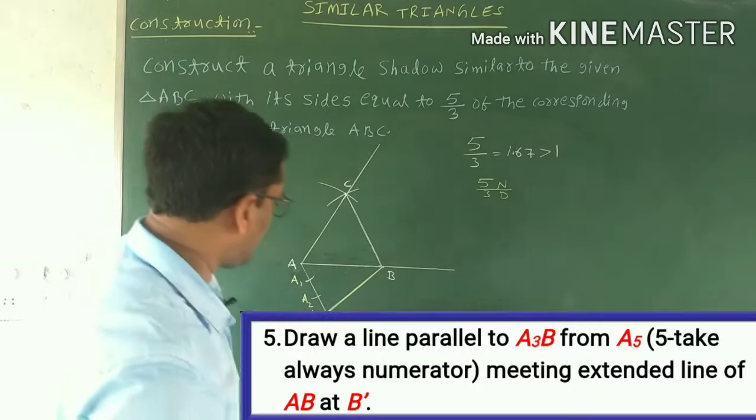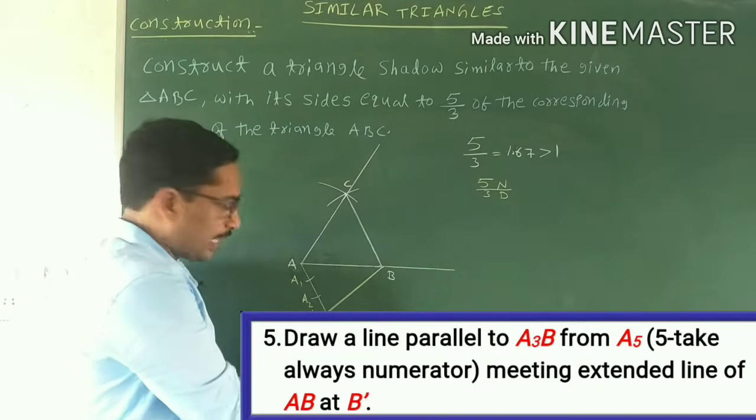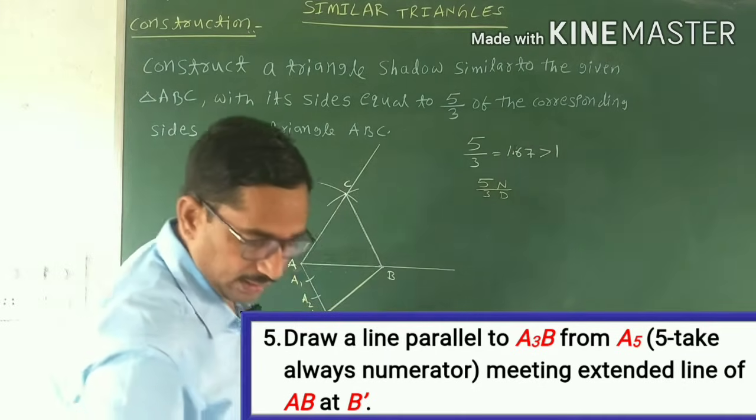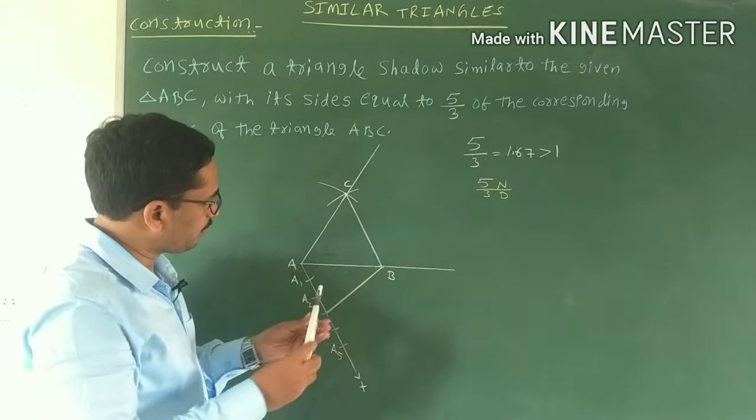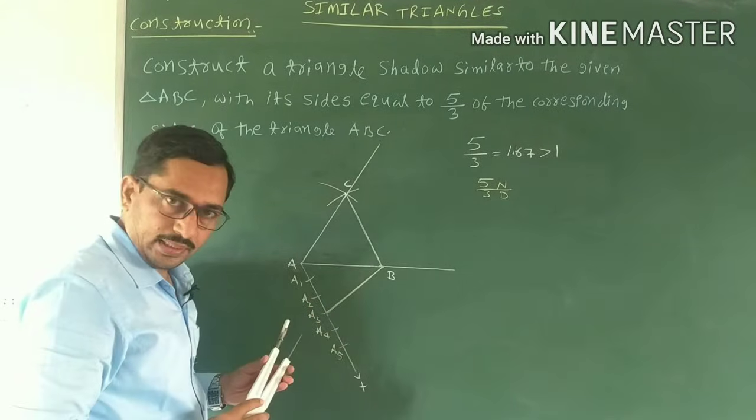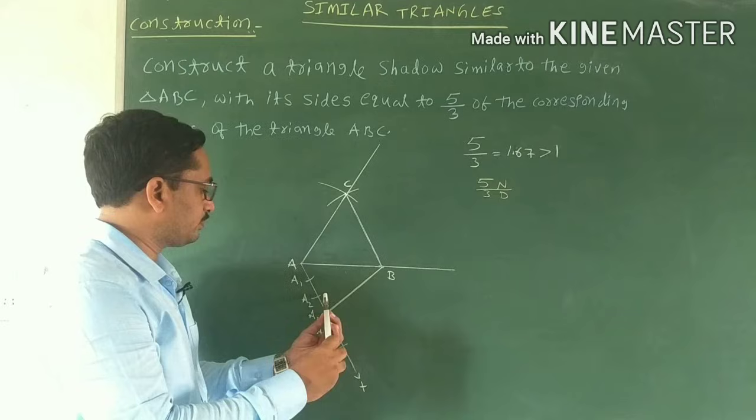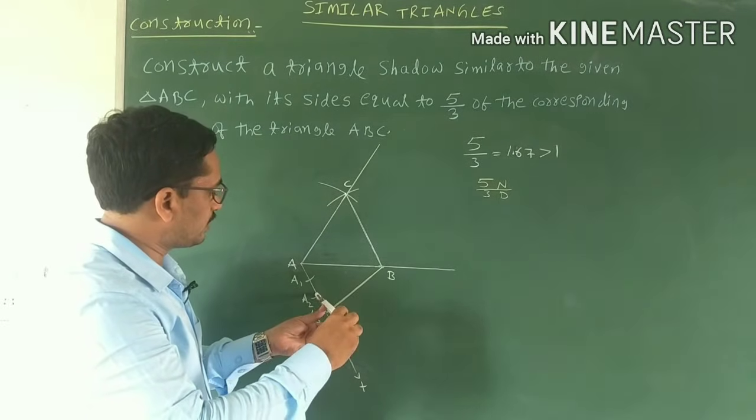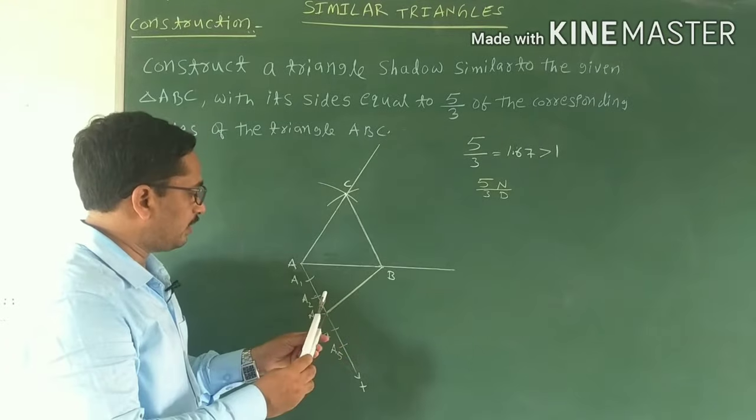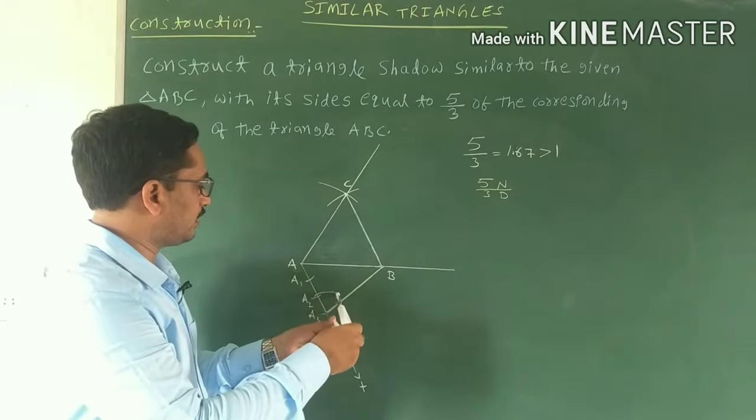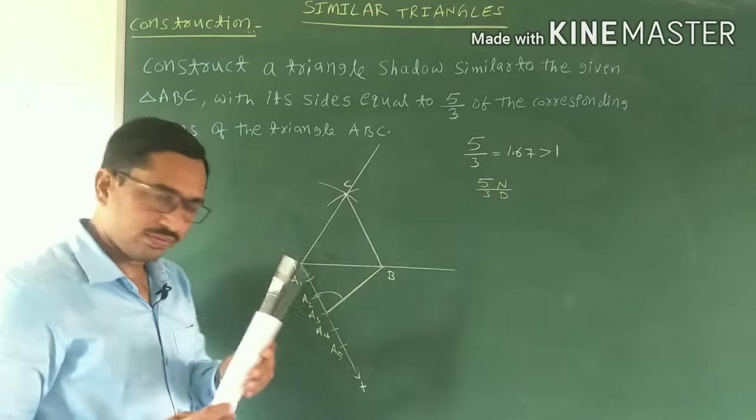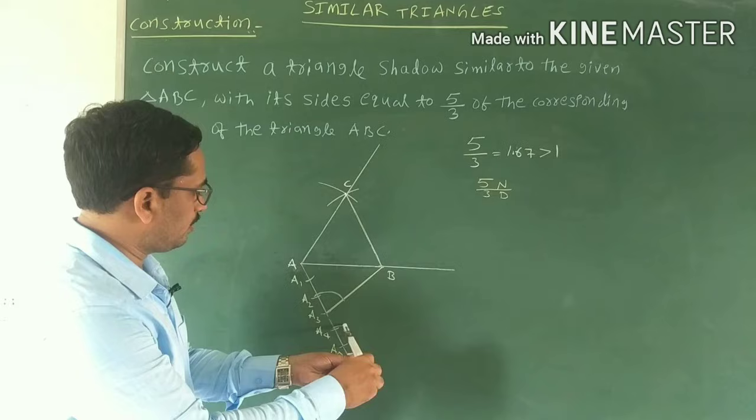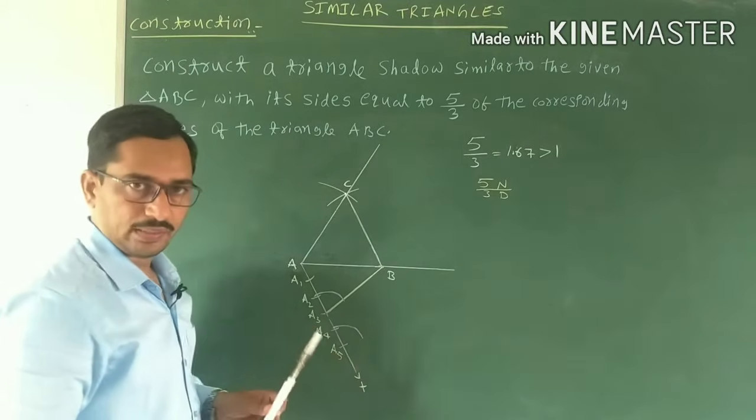See, we have to draw a line parallel to A3B from A5. See how to draw parallel lines, the simple method. With the center A3, draw an arc. Here also no need to measure the length of the arc, just draw an arc with the center A3, like this. And with the same length of the arc, again with the center A5, draw one more arc.